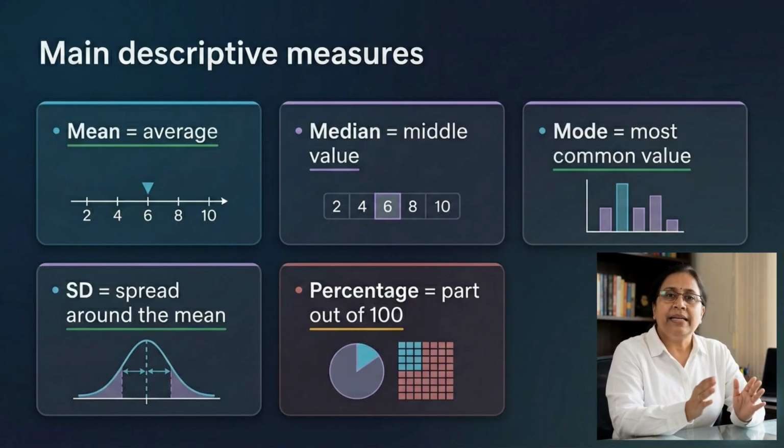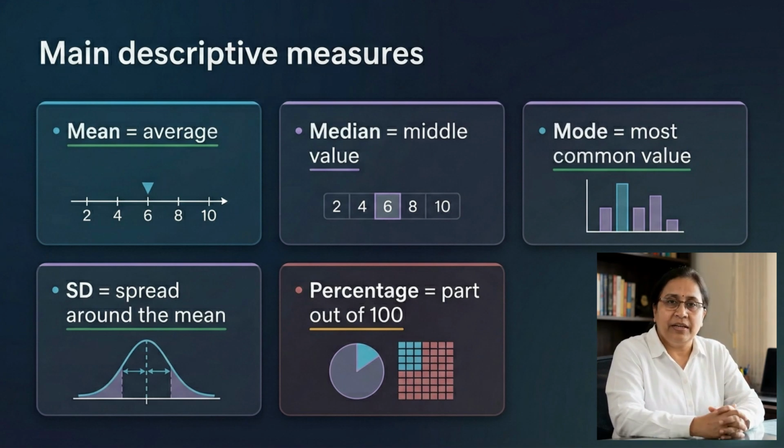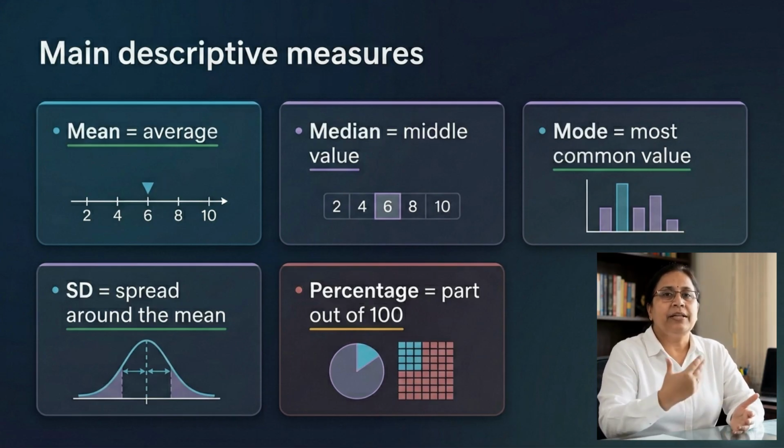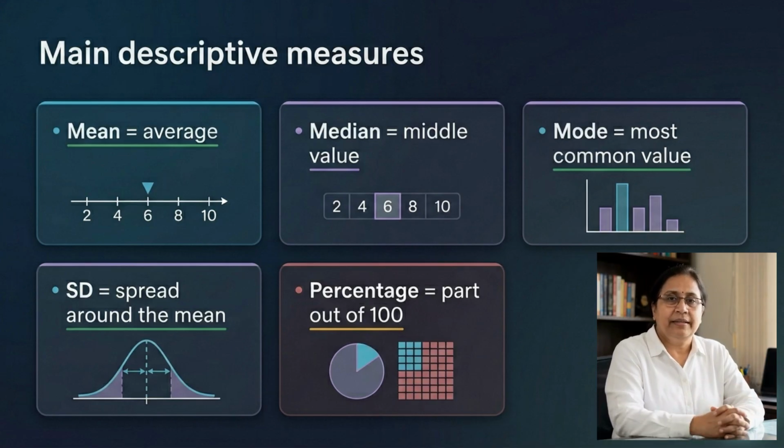Now, let us look at the main descriptive measures. Mean is the average value. Median is the middle value when the data is arranged in order. Mode is the most common value. Standard deviation or SD tells us how spread out the values are around the mean.